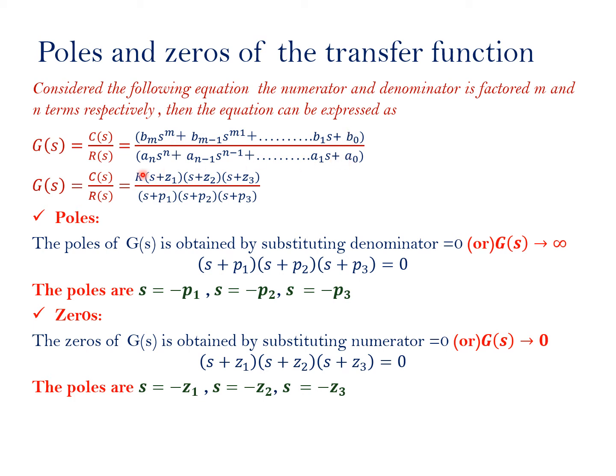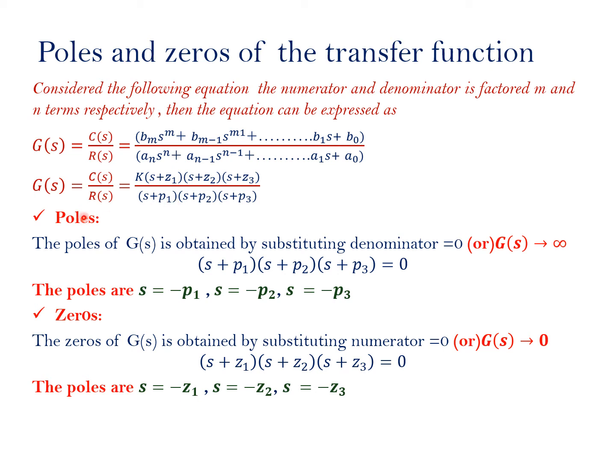Now I have to factorize the denominator and numerator in terms of m and n. So G(s) = C(s)/R(s) = K (s + z1)(s + z2)(s + z3) and so on, divided by (s + p1)(s + p2)(s + p3) and so on. From this equation, how can we find the poles and zeros?